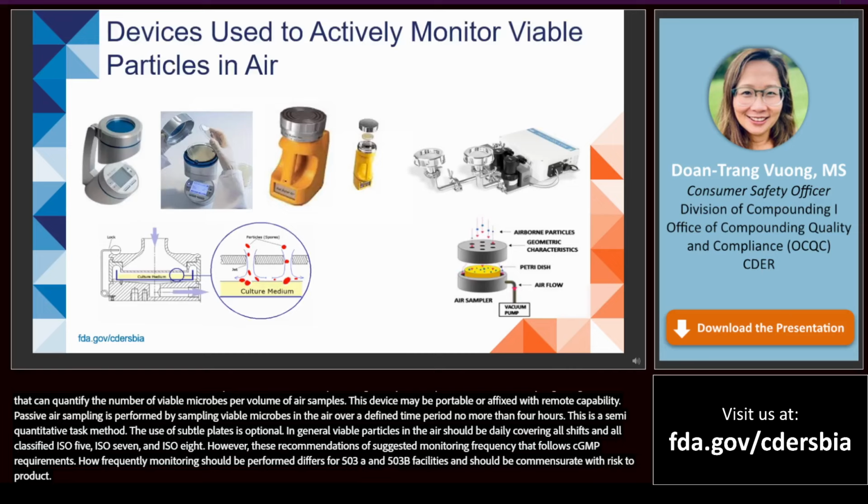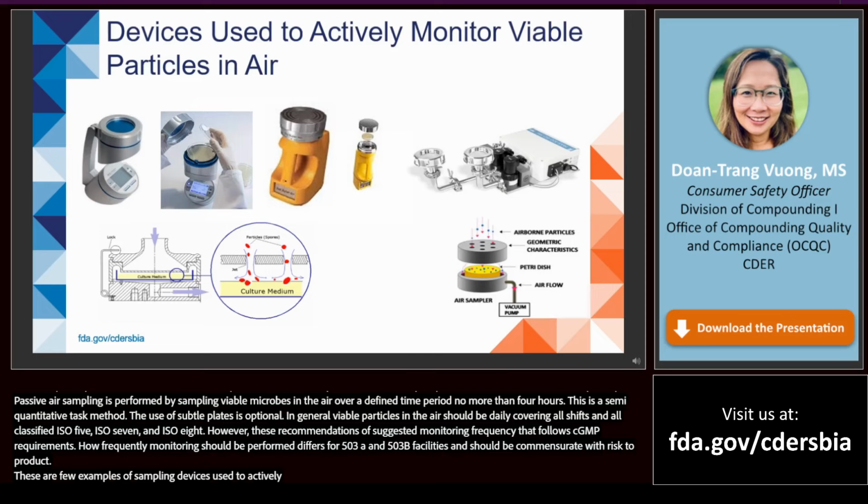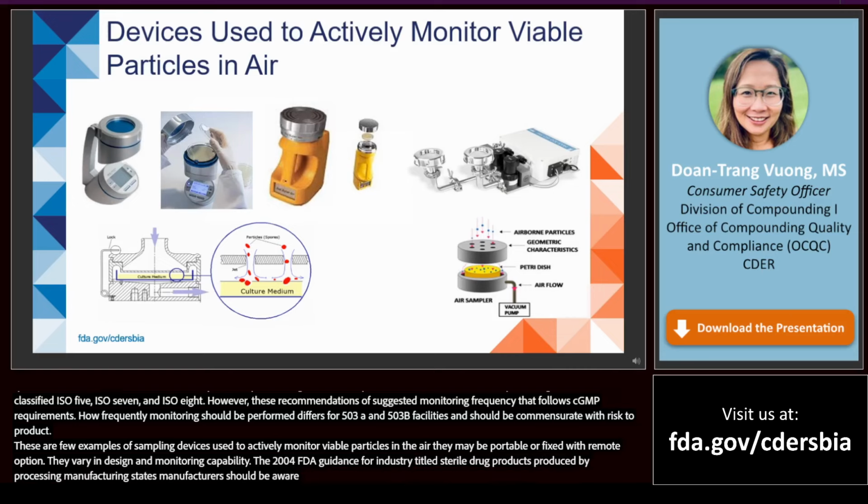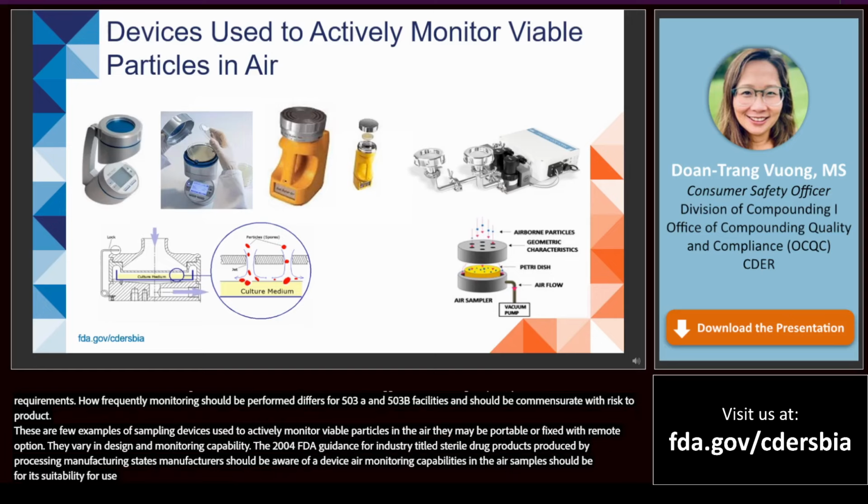These are a few examples of sampling devices used to actively monitor viable particles in the air. They may be portable or fixed with a remote option. They vary in their designs and air monitoring capability. The 2004 FDA guidance for industry titled Sterile Drug Products Produced by Aseptic Processing, Current Good Manufacturing Practice states, manufacturers should be aware of a device's air monitoring capabilities, and the air sampler should be evaluated for its suitability for use in an aseptic environment based on collection efficiency, cleanability, ability to be sterilized, and disruptions of unidirectional airflow.